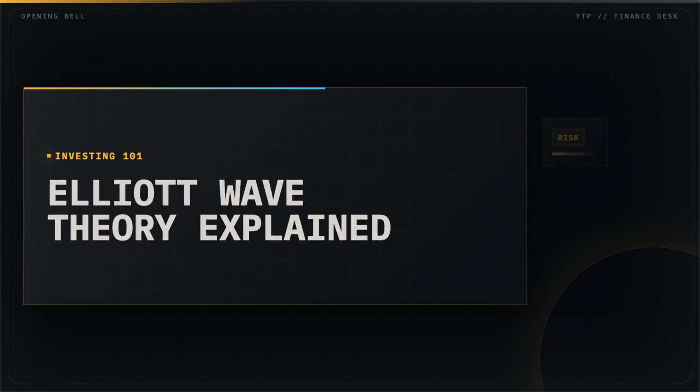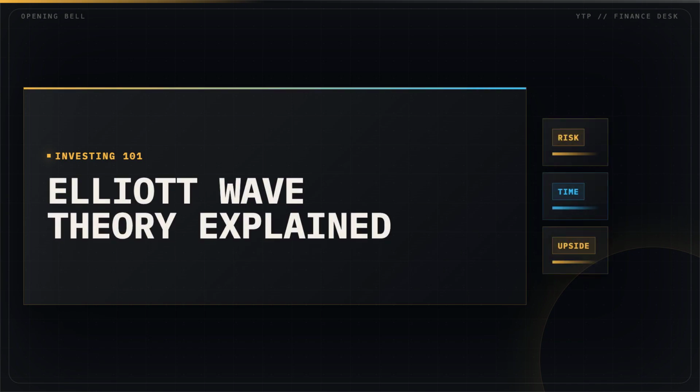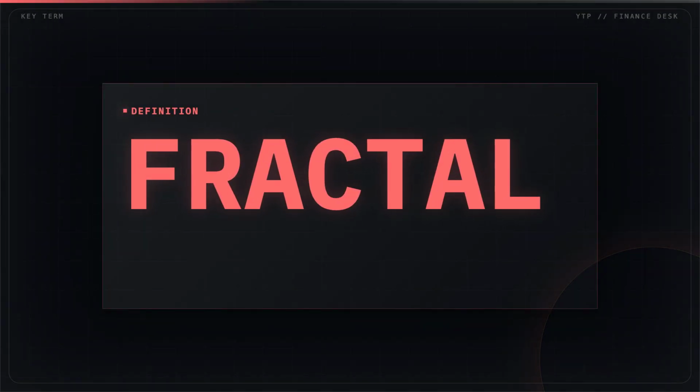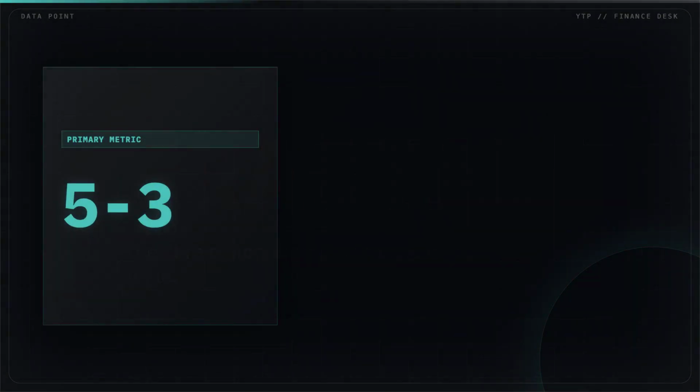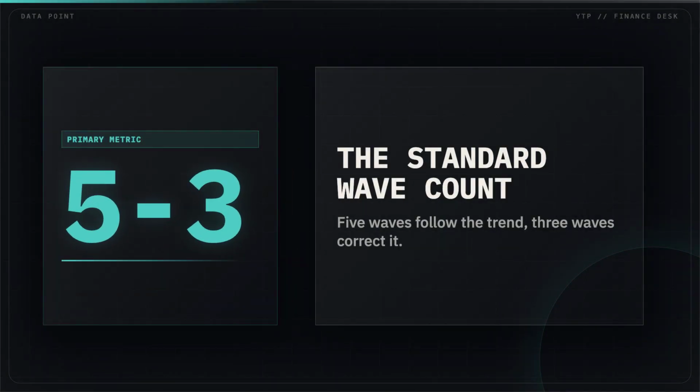Elliott Wave Theory is a form of technical analysis that suggests stock prices move in repetitive cycles. Let's look at how traders view these patterns. At its heart, the theory relies on fractals, the idea that market patterns look the same whether you look at a 5-minute chart or a yearly one.